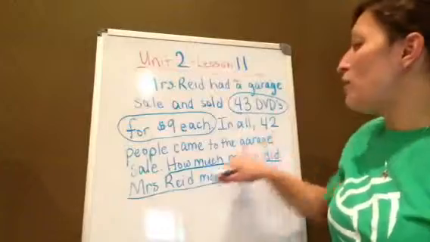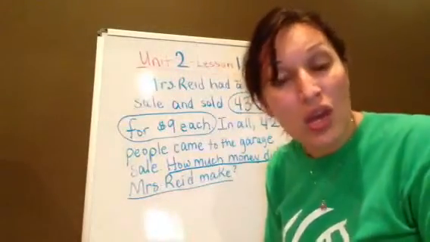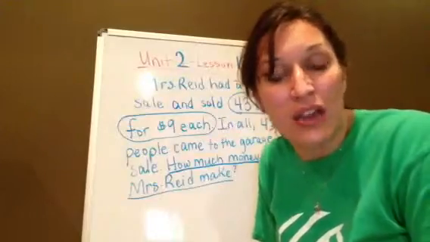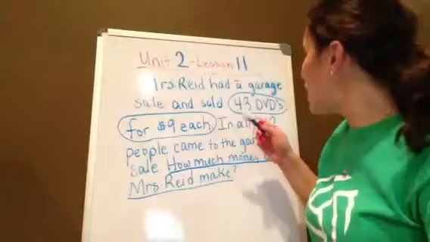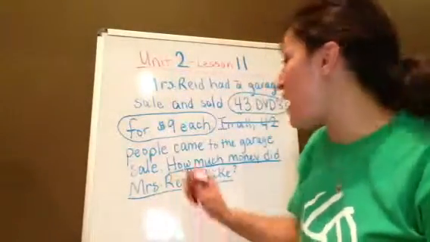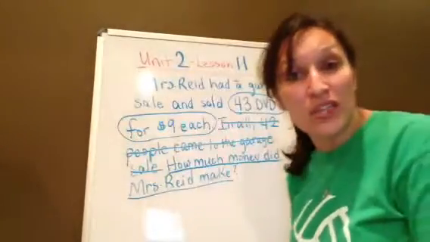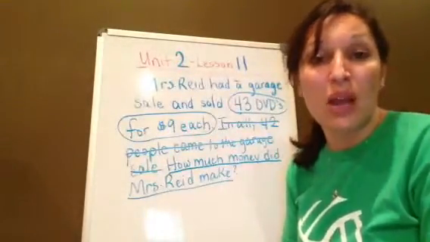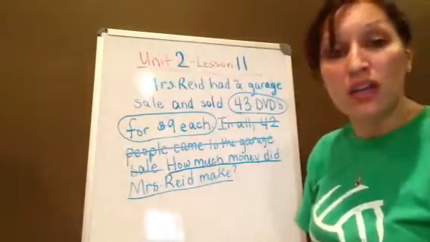In all, 42 people came to the garage sale. That's very nice to know, but the number 42 doesn't actually have any meaning to answer our question in this story. It just tells us that they had a busy garage sale. That's great. We're glad for that. That's how she was able to sell so many of her DVDs. But it's not actually a number and a piece of information we need to use to solve. So let's go on and solve.